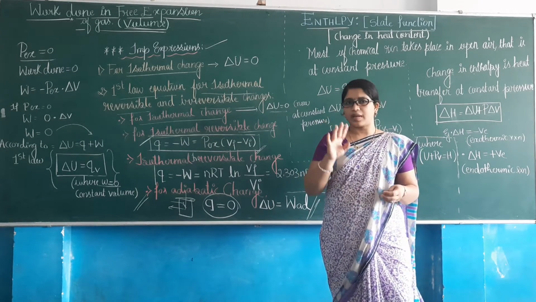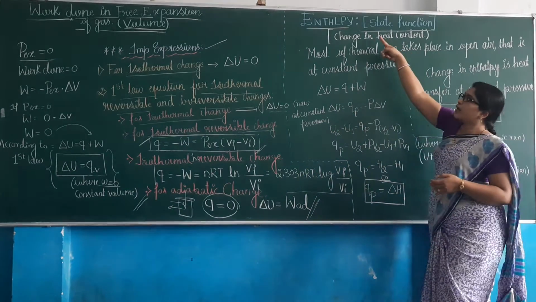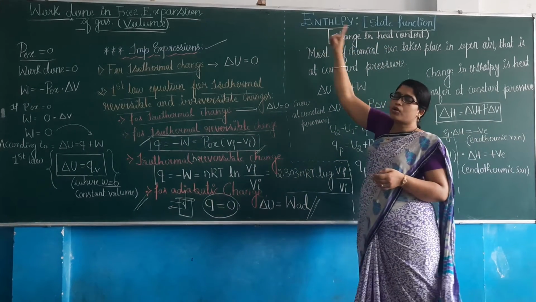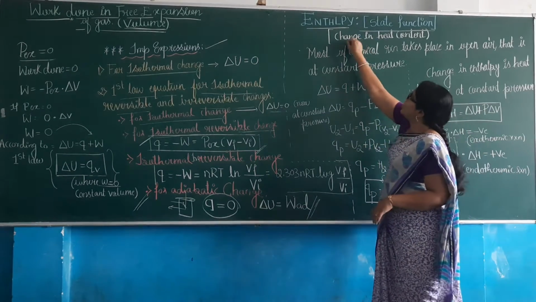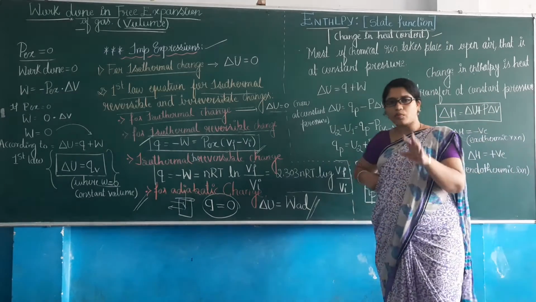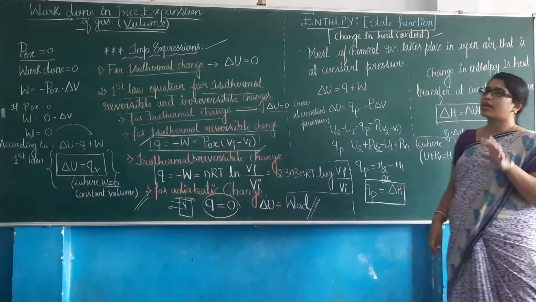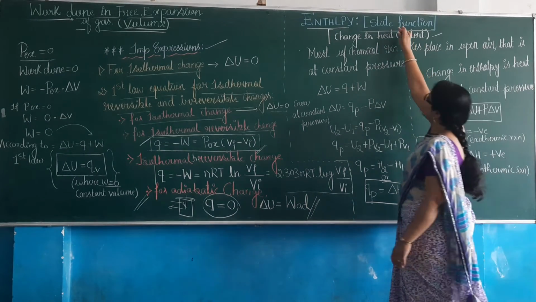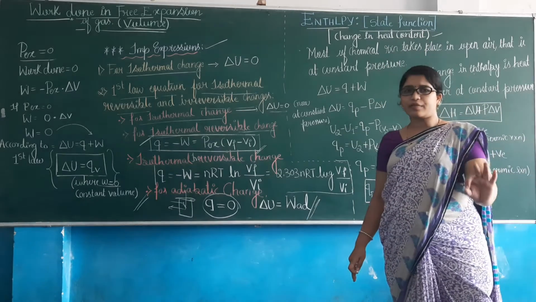Change of form of energy at constant pressure is represented by enthalpy. Enthalpy is always a factor considered at constant pressure. So the change in heat content at constant pressure will be represented as enthalpy. Another factor we consider is that it is a state function.